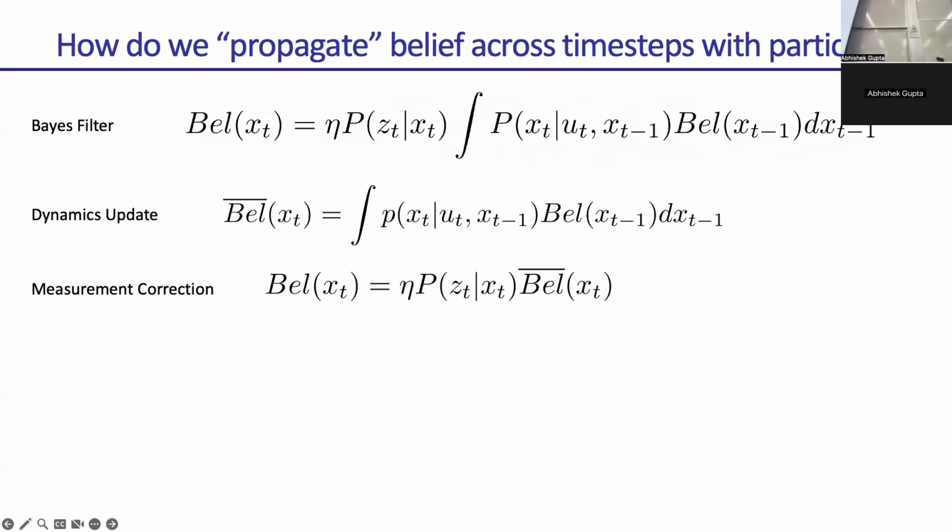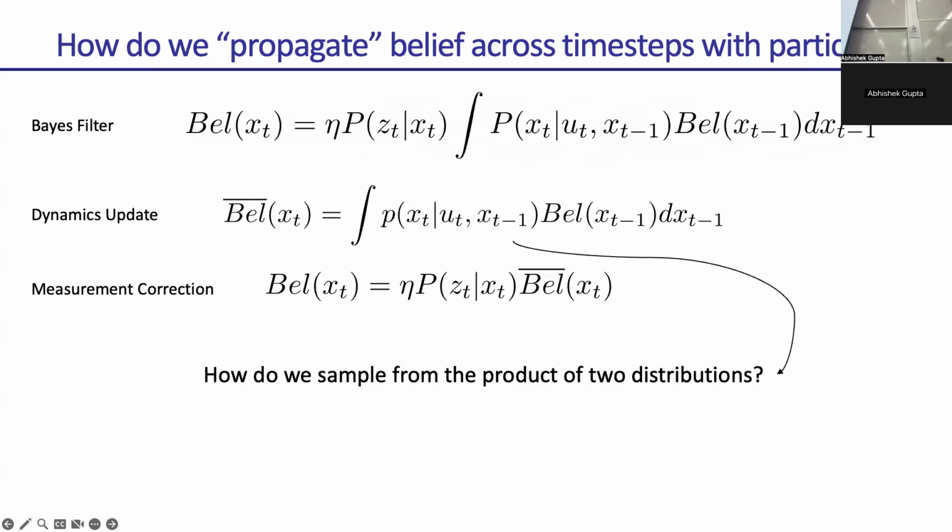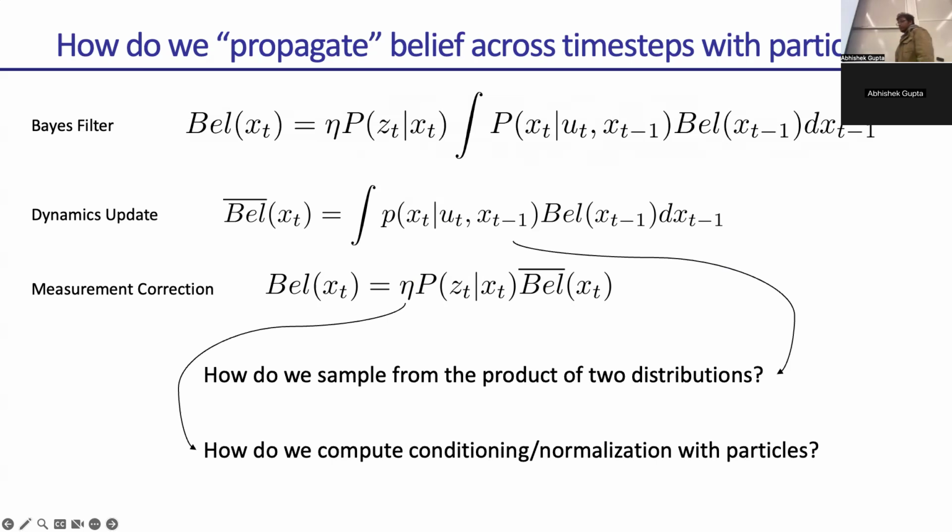So the two updates we care about are the motion update, the dynamics update, and the measurement update, or the correction step. And so we care about this integral for the dynamics model. We're going to take belief at x t minus 1, multiply by the dynamics model and integrate. And the measurement update is multiply by the measurement likelihood, P of z t given x t, and then renormalize. It's easy to do with the table, because that's just a sum, and that's just a multiply and average over a column. But we're going to figure out how to do this for particles, because particles are not tables.